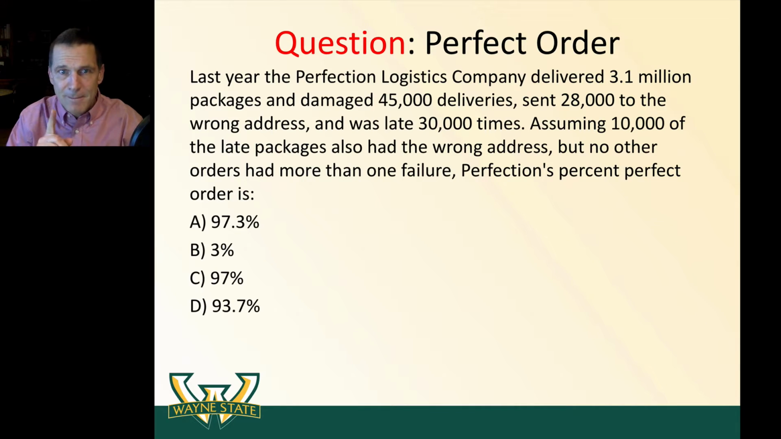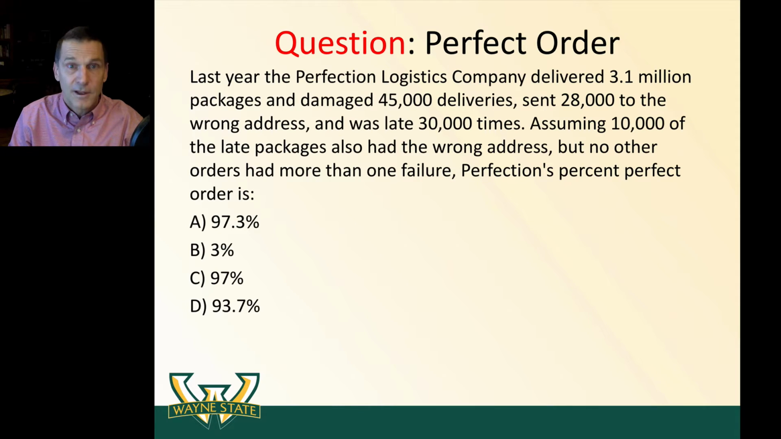103,000 mistakes, but we've said 10,000 of those were redundant. So 10,000 of the late packages also had the wrong address. So we have to take 10,000 out of this. They've double counted, right? Minus 10 is 93,000 orders. So there were actually 93,000 orders affected, which is what I was hoping that you would get out of this question when you're thinking about it.